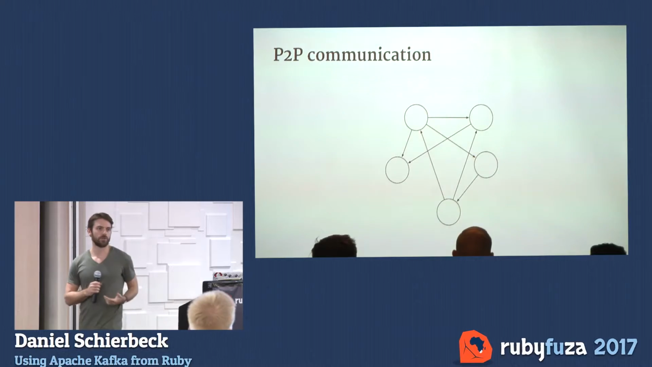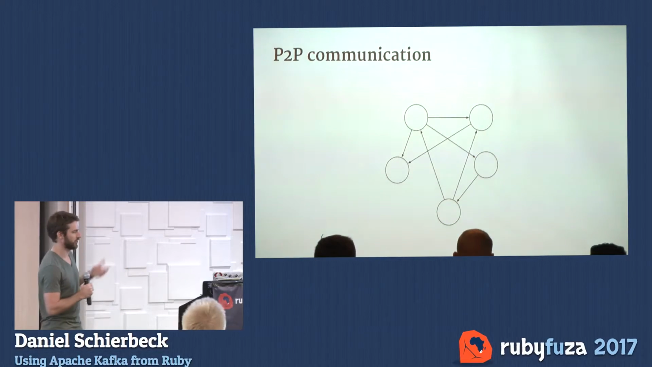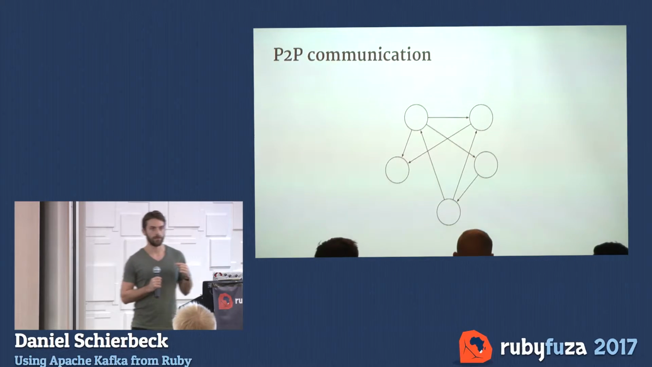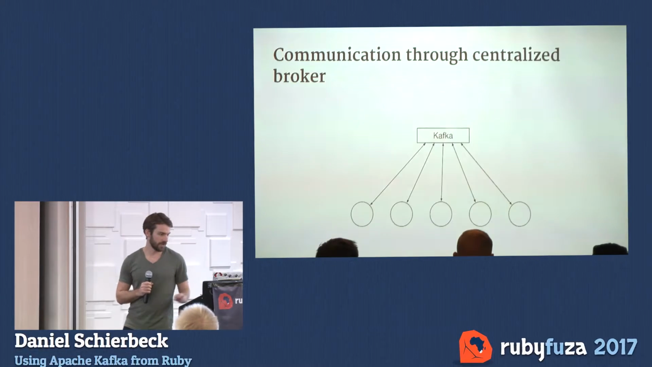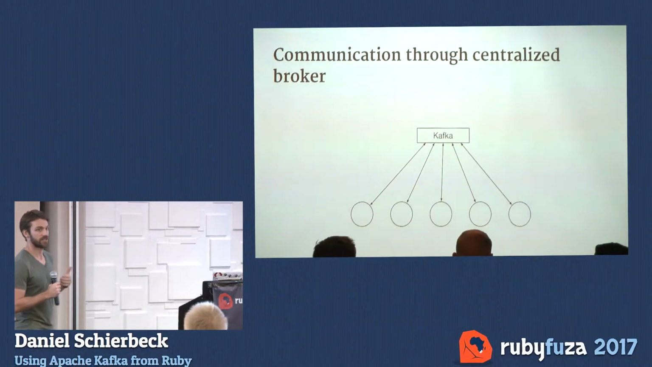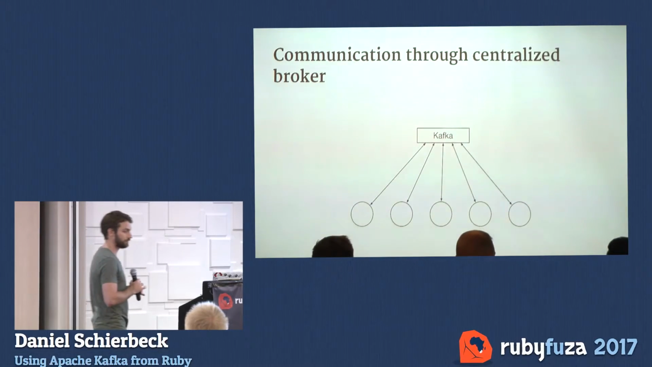This is how a typical microservice architecture would look. You have a bunch of point-to-point communication links. And if you go the Kafka route or a pub/sub route, communication happens through a centralized, highly available broker system.